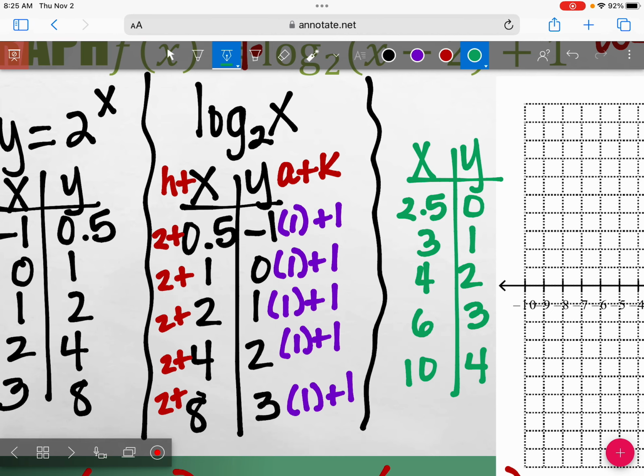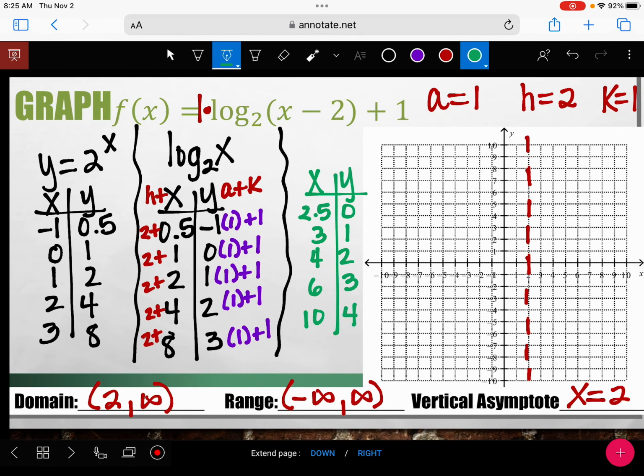All right, so when you get your new table, make sure, because I'm not using a calculator, that those are the actual points you get. Notice that none of my x values are less than 2. Because your h value is 2, you should never get a number on this side that even equals 2. It should always be greater than 2.